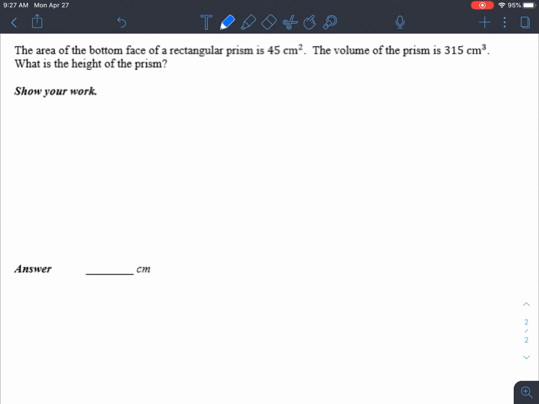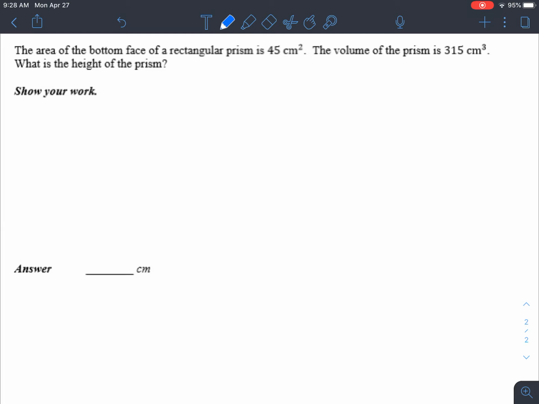The area of the bottom face of a rectangular prism is 45 square centimeters. The volume of the prism is 315 cubic centimeters. What is the height of the prism? As I was reading this problem, I saw that they gave us the area, they gave us the volume, and that they're looking for the height.